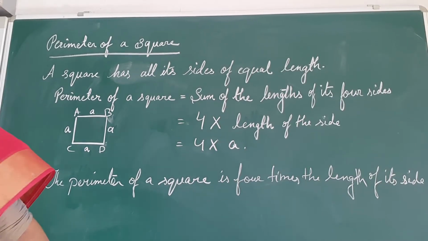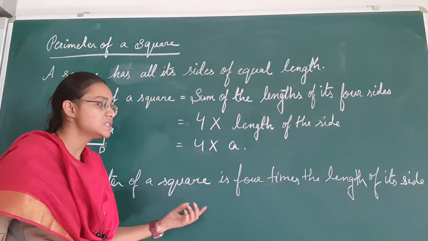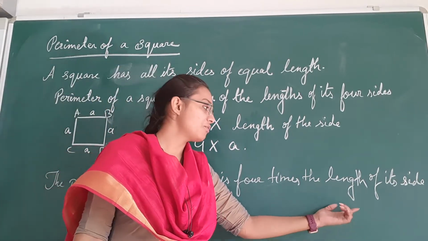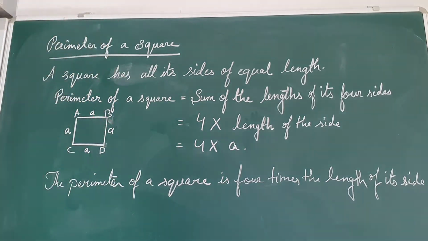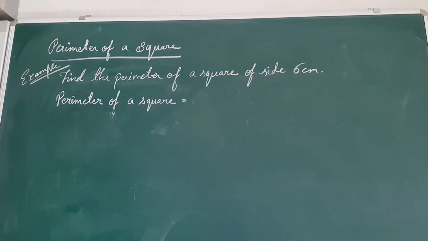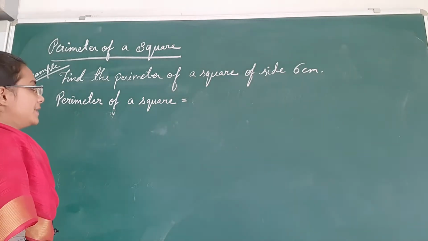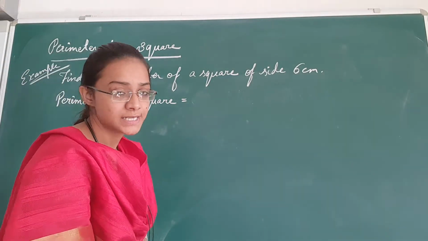So that's why we say that the perimeter of a square is 4 times the length of its side. Okay. So let us see the example of it. So look at this example here. Find the perimeter of a square of side 6 cm.